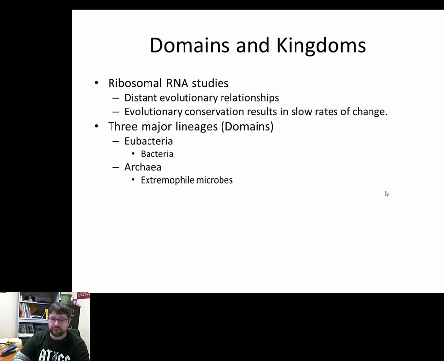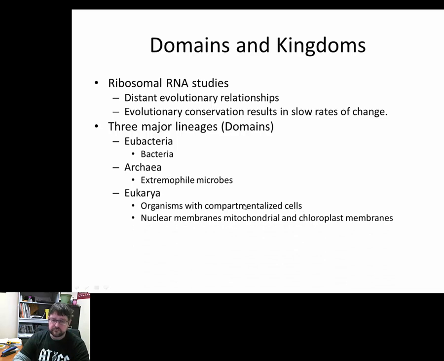Their ribosomes do differ between eubacteria and archaea. Archaea are typically found in extreme environments, okay, heat vents in the ocean, extreme hot springs, things like that. That is where you're going to find these archaea. In eukarya, okay, so organisms with organelles, membrane-bound nuclei, these kinds of things, the main domain that we're going to be examining is eukarya.